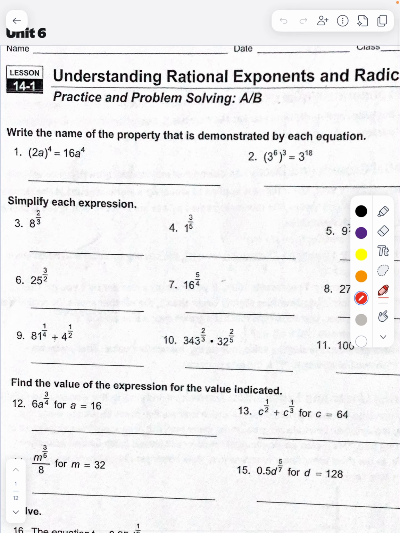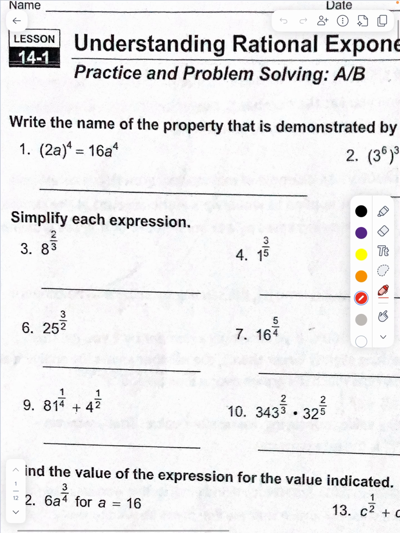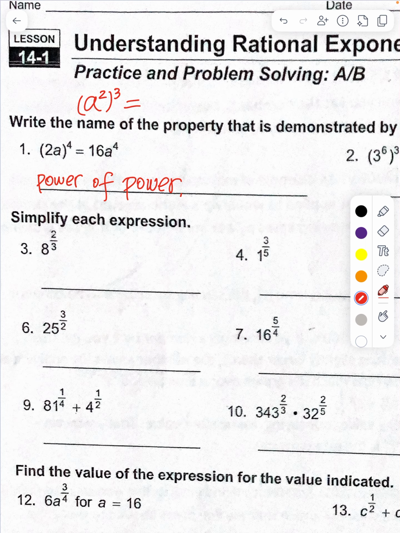Okay, the first one, the name of the property should be the power of power. So what is the property of power of power? That means if we have, for example, a number with a power of 2 and then parentheses with another power, we're going to multiply the powers. So 2 times 3, that's 6.